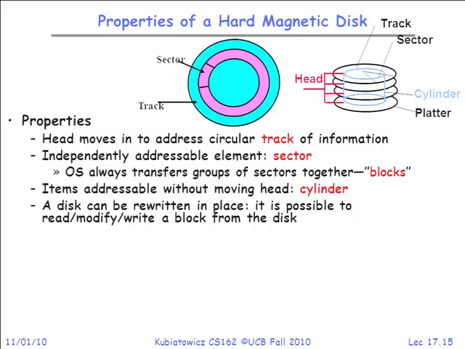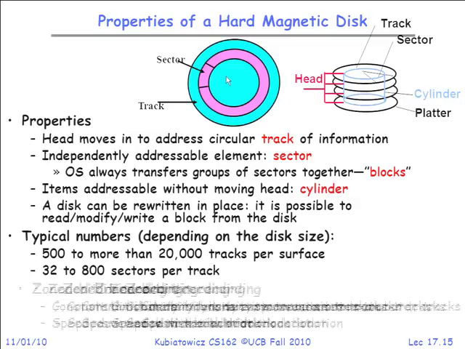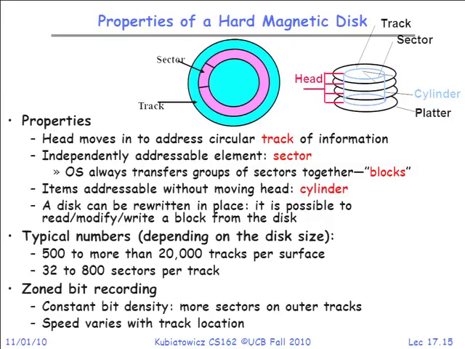So some typical numbers, there might be 500 on a low-end disk to more than 20,000 tracks per surface. Okay, and when you're talking about a 3.5-inch disk, that's a lot of tracks. There might be 32 to 100 to 800 sectors per track. And this question about how many bits are available on a track is an interesting one.